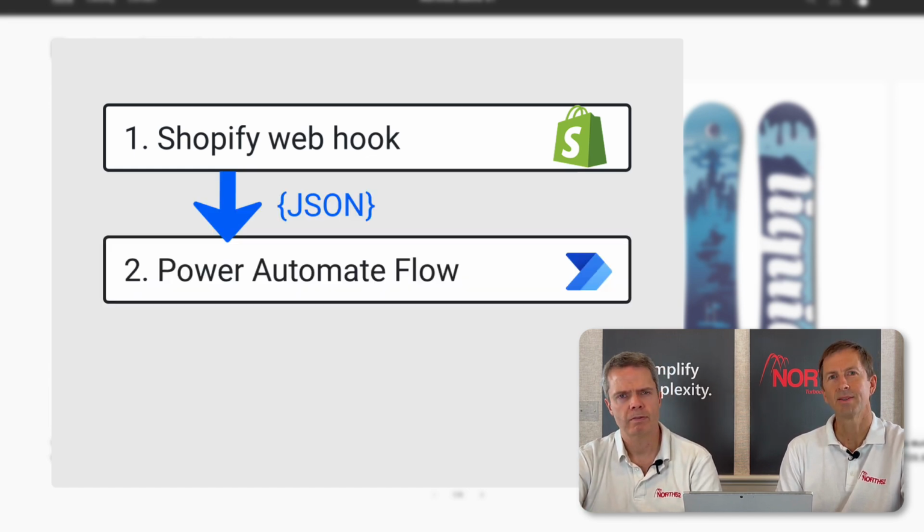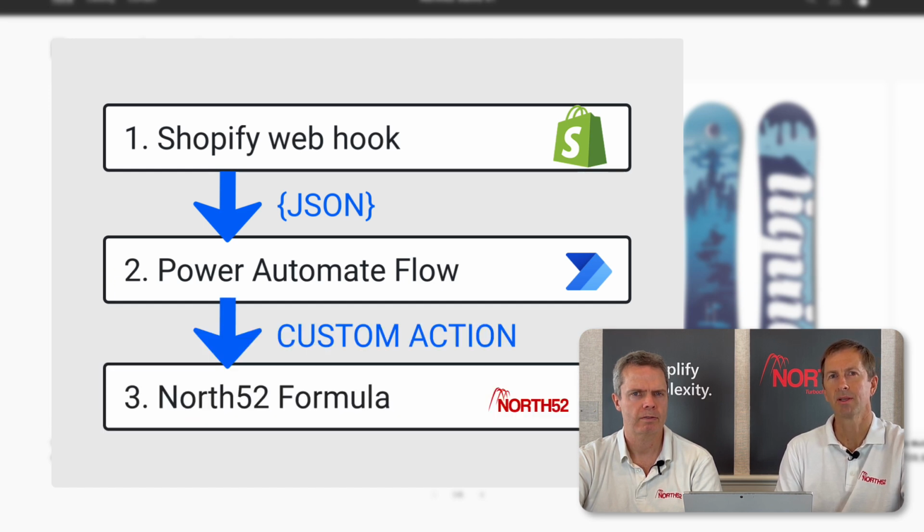Exactly. And second, that webhook hits a Power Automate flow in your Microsoft environment. The flow receives the JSON data and passes it to a custom action. And this is all happening automatically in the background. Yes, no human intervention yet. Third, and this is where the magic happens, the custom action triggers a North52 formula. This is the business rules engine kicking in.